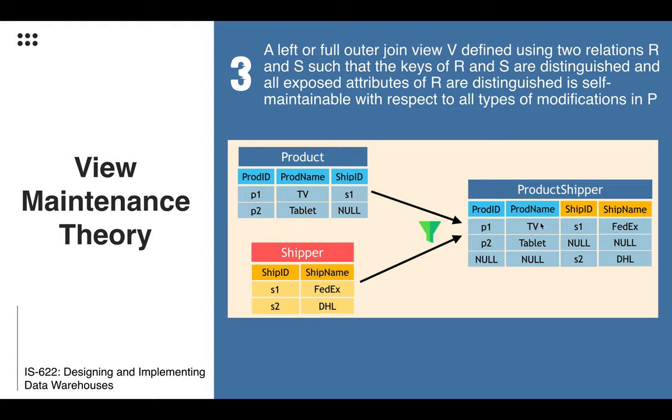You remember in the previous one, in the food category, we did not have category here. The category was only in this table. So the only way a view can be maintainable is that the exposed attributes are distinguished and the keys are distinguished. Just remember this. Whenever we are doing a join, if the primary keys of both tables are distinguished and the exposed attributes are also distinguished, then only we can say that the view that is created is self-maintainable.